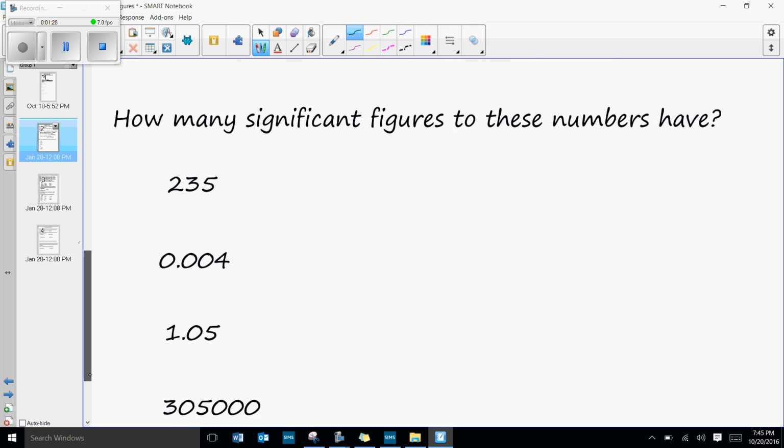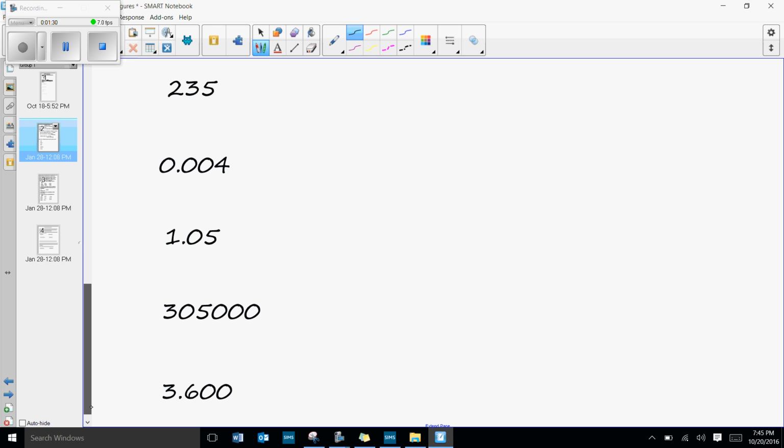So let's look at some other examples, seeing how many significant figures these have. So 235, we start counting at the beginning. 1, 2, 3. So this has 3 significant figures. This one doesn't start counting until the 4. So it just has 1 significant figure.